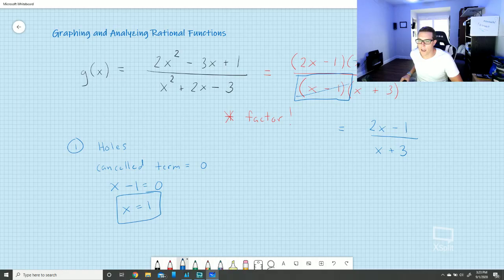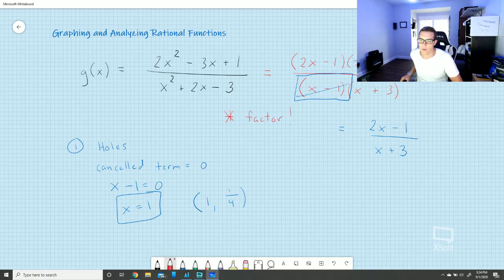If you wanted to find the actual coordinate location of the hole, you would plug 1 back into the simplified function, 2x minus 1. So I want to find the coordinate, so I'm going to plug 1 back into the simplified function, and I get 1 up top and 4 on the bottom. So that's the actual coordinate location where the hole is located.